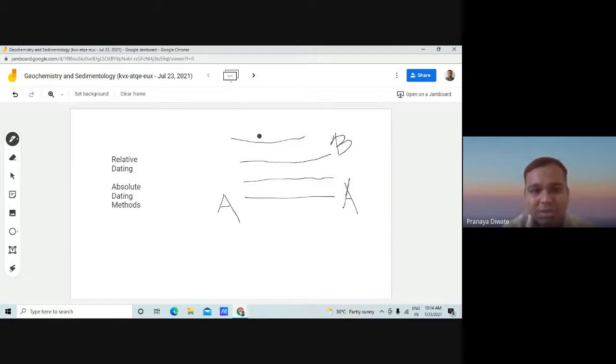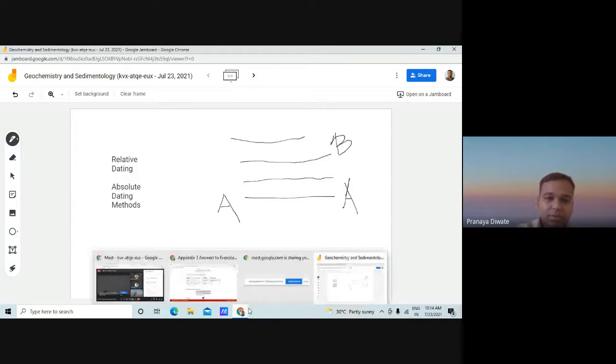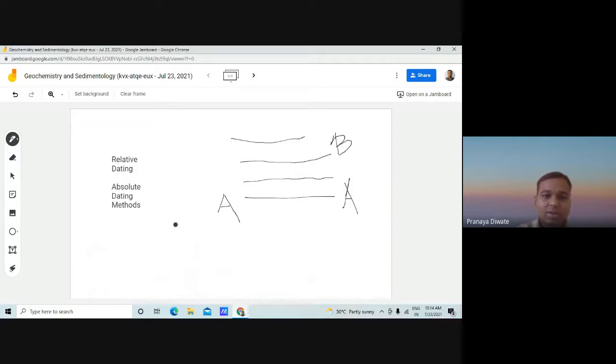So these are two different strata we have, and on the basis of their relativeness, how they are deposited, we can suggest which is older. This is how the relative dating and absolute dating methods can be applied. This is about relative dating, whatever I explained to you.